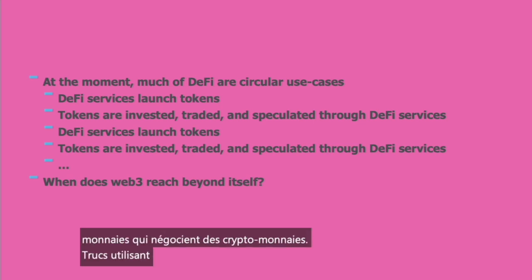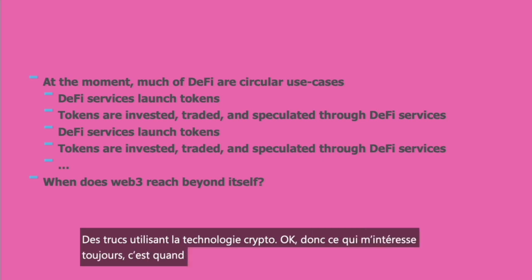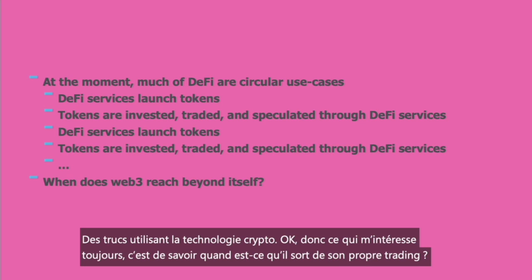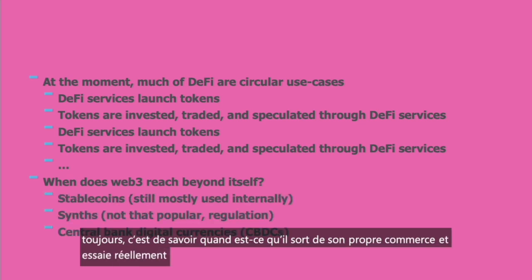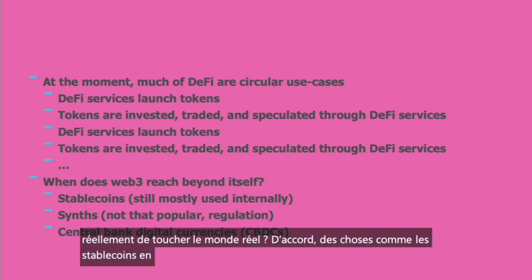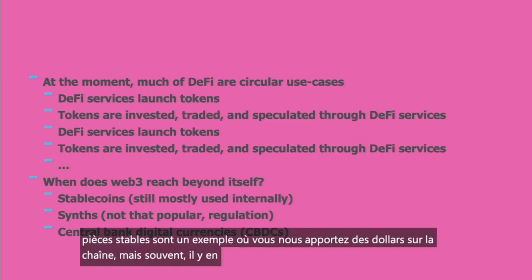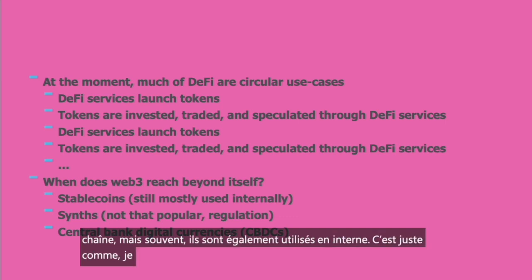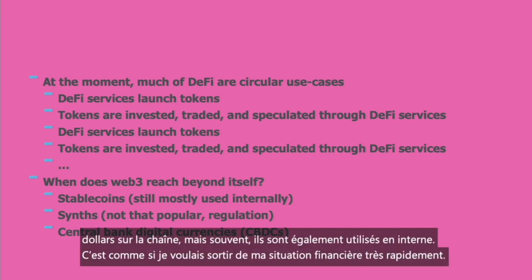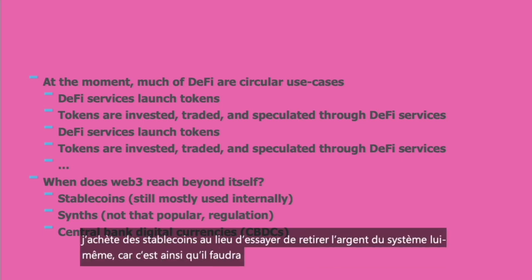What I'm always interested in is when does it break out of trading its own stuff and actually try to touch the real world. Things like stable coins are one example where you bring US dollars on chain, but a lot of times they're also just used internally. It's like, I want to get out of a financial position really fast, so I buy stable coin instead of trying to pull the money out of the system itself, because that's slow. It will take a couple days. I have to use identification and things like that.